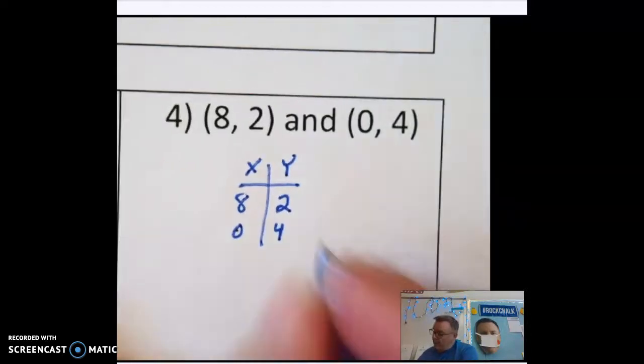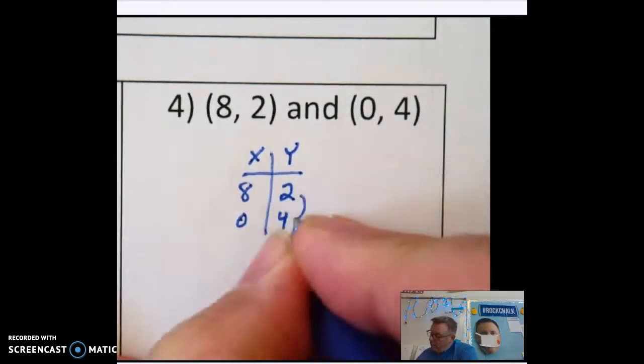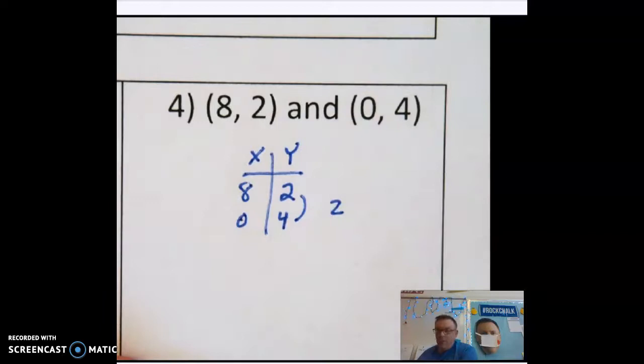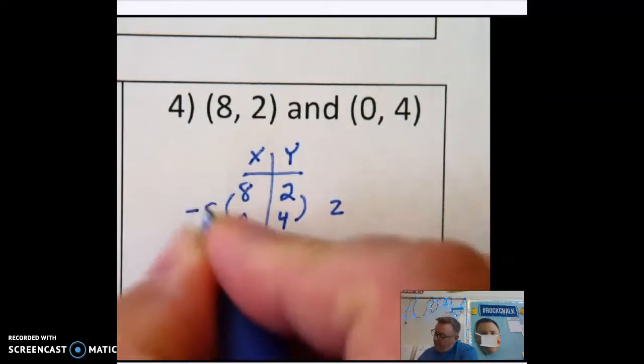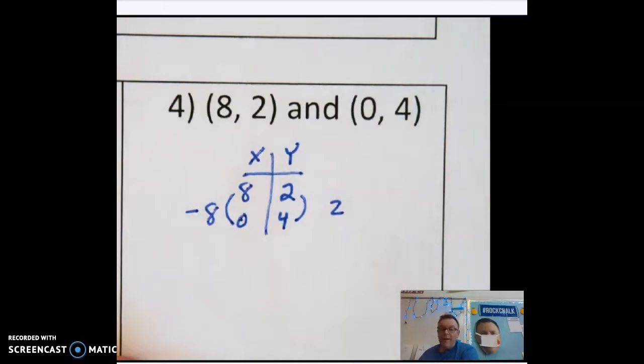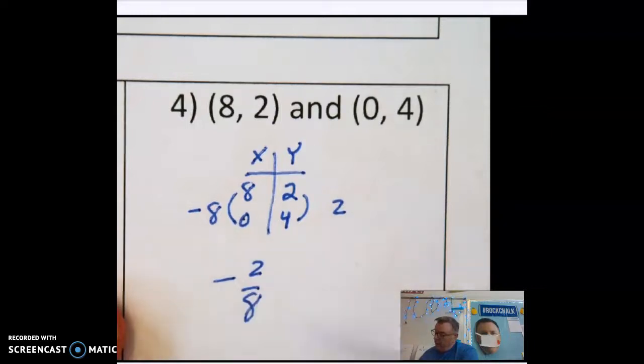So if you think about it, now I want to determine my difference. So 2 to 4, we're going up 2. From 8 to 0, we're going down 8. So my slope is -2 over 8. And I want to reduce that. So that means my slope is -1 over 4. So we're talking about down 1 over 4, down 1 over 4.